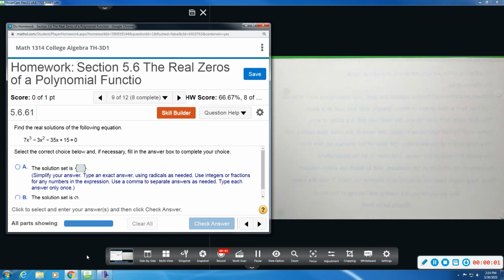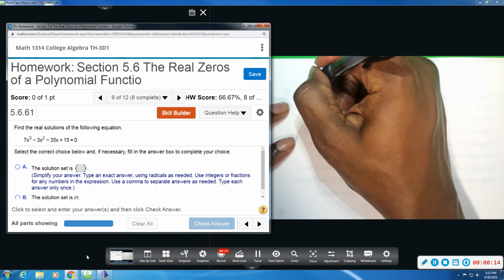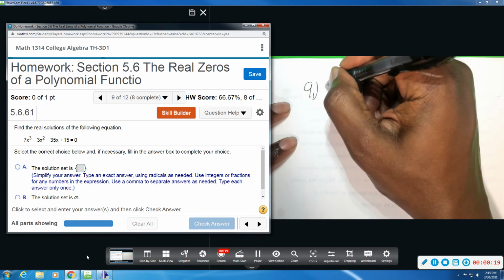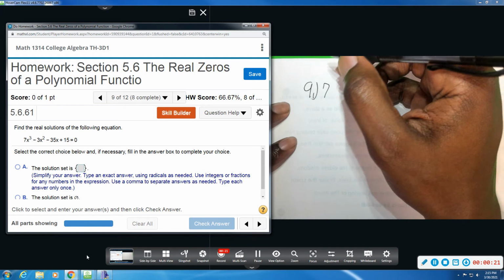Okay, number 9, we want to find the real zeros of the polynomial function. And if possible, you want to always try to factor. If you can, that's the best way. If you cannot, then we can use the rational zeros theorem that we've been using here in this section.